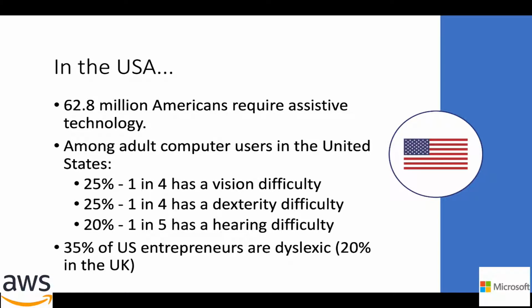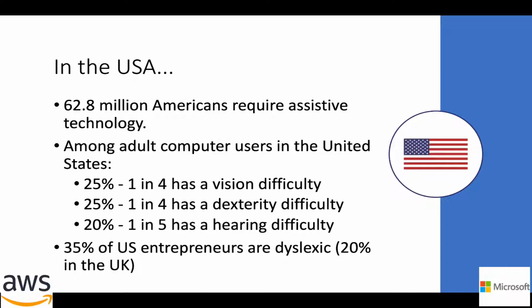So in the USA alone, 62.8 million Americans out of 330 million. And you can see the stats here. About a quarter have some kind of difficulty. Vision, dexterity, 20% with a hearing difficulty, 35% of entrepreneurs are dyslexic. So we have all kinds of different needs that fall outside of that bell curve of what society tends to use the word normal for. I don't like that word because I don't think there's such a thing.